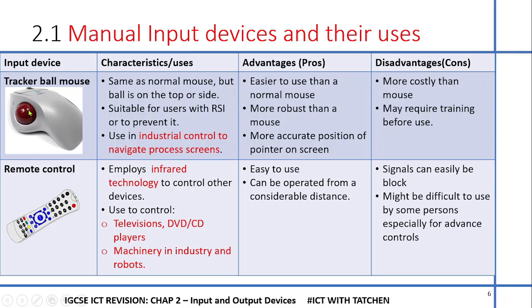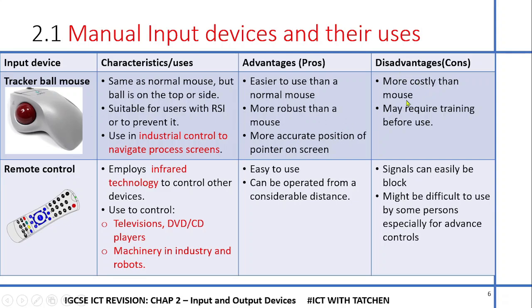What are some advantages of the tracker ball mouse? They are easier to use than the normal mouse. They are more robust, and they are also more accurate. They can position the cursor on a particular place more accurately.